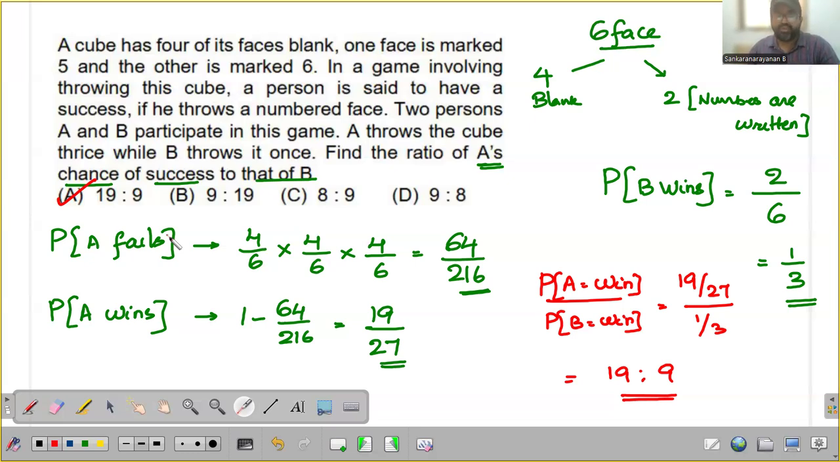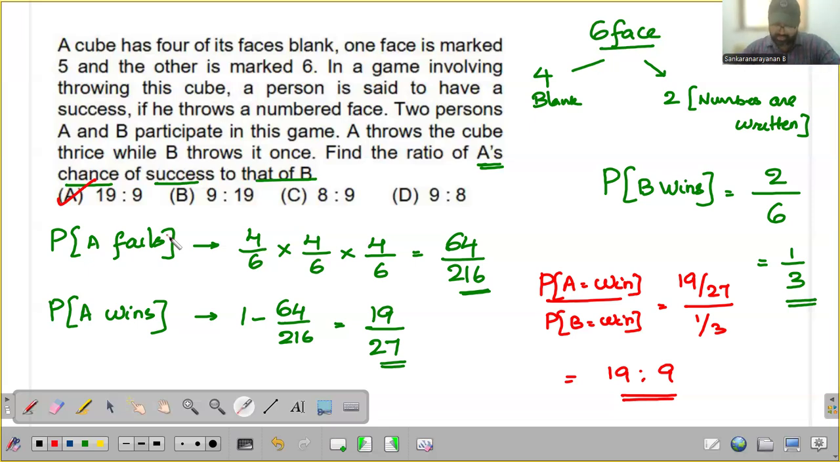He fails, that is not what we want. For him to win, it comes as 1 minus 64 by 216. You can say that comes as 19 by 27, the probability that A wins. Now the ratio P(A wins) upon P(B wins) is 19 by 27 by 1 by 3. 3 and 27 cancel off. It will come as 19 by 9, which is 19 is to 9, option A.